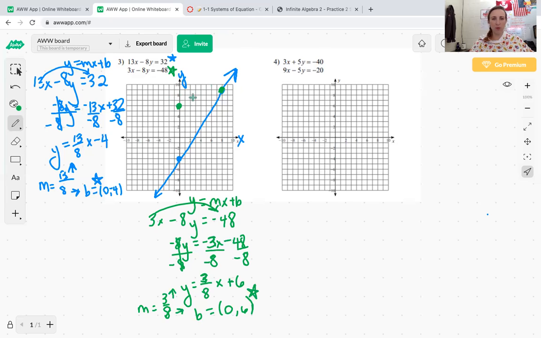I'm going to make one more point. I'm going to go down and left. That way I have a little bit more accuracy for my second line here. We'll go down 1, 2, 3, and then left 8. There we go. And now I can make my second line. Let me try that one more time. A little bit better. Still not perfect.